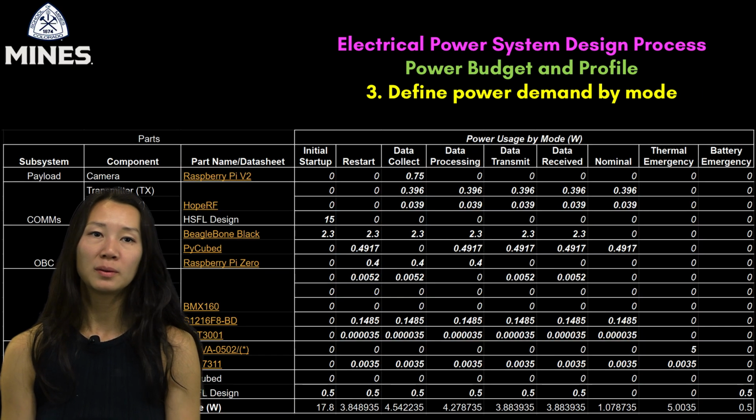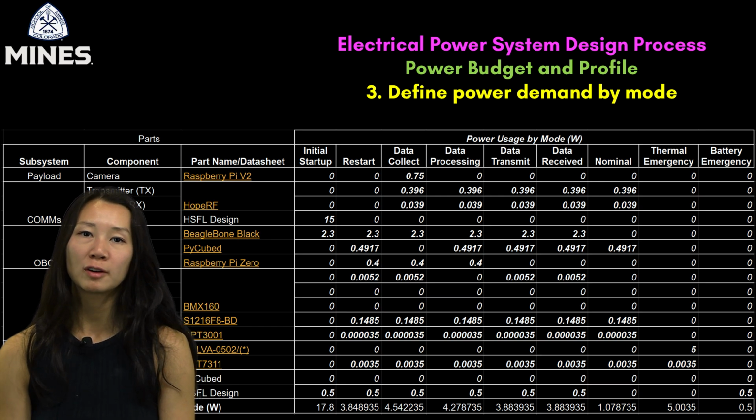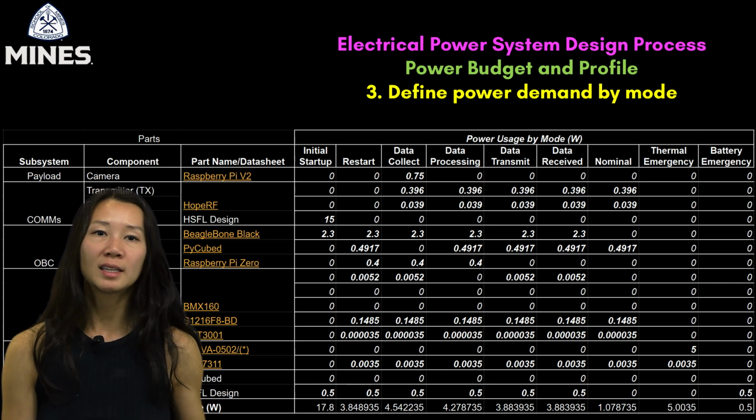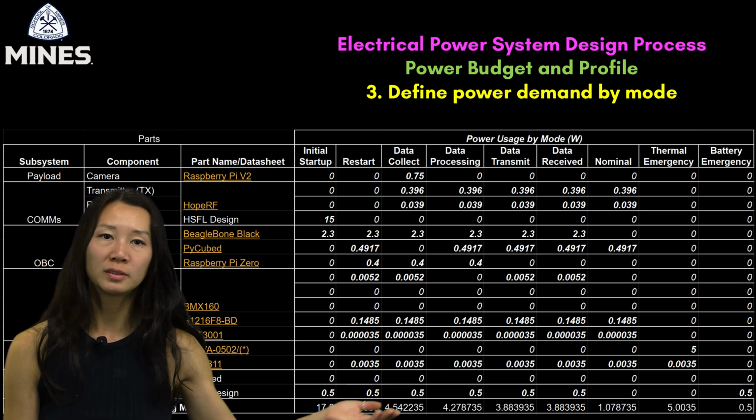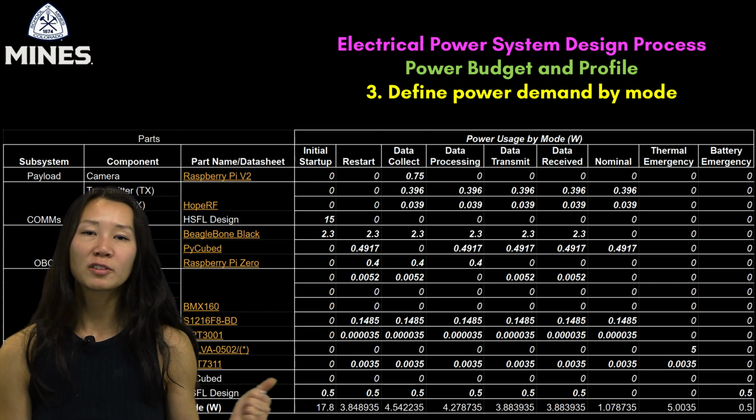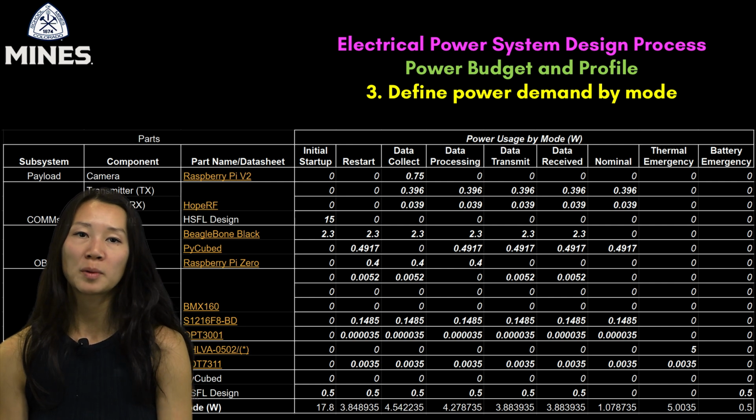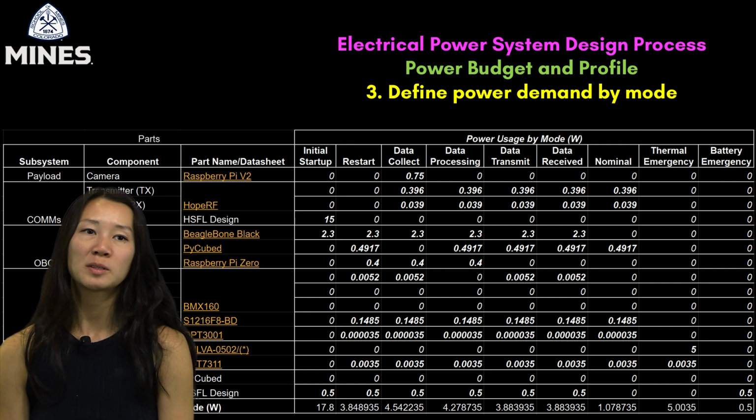Now that we know when each component is on, we can calculate power per mode by multiplying power draw from the data sheets with the on-off binary state of 0 or 1. At the bottom, you'll find the average power draw per mode. For example, data collect is the most demanding in this case. Watch for non-obvious peaks like thermal emergency, where heaters suddenly drive up power needs. These values become your design envelope for generation and storage.